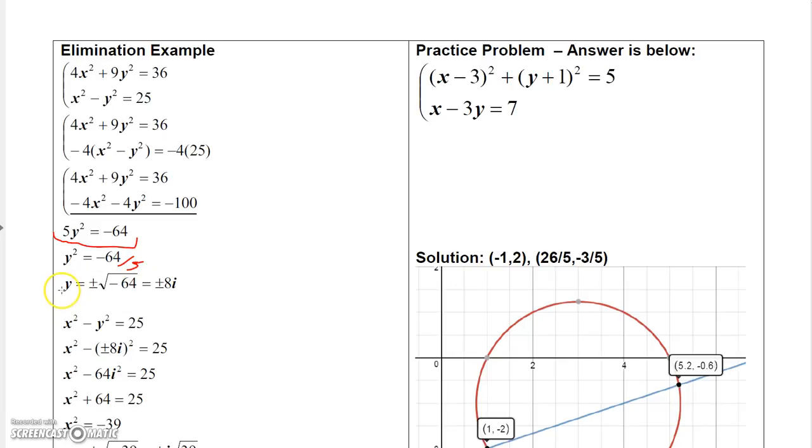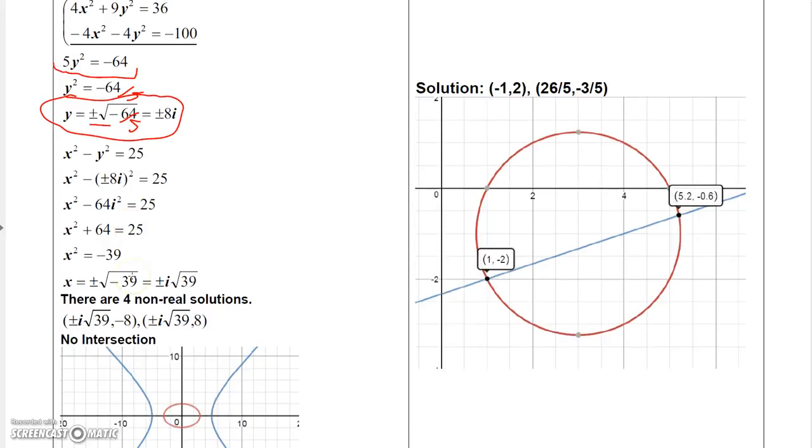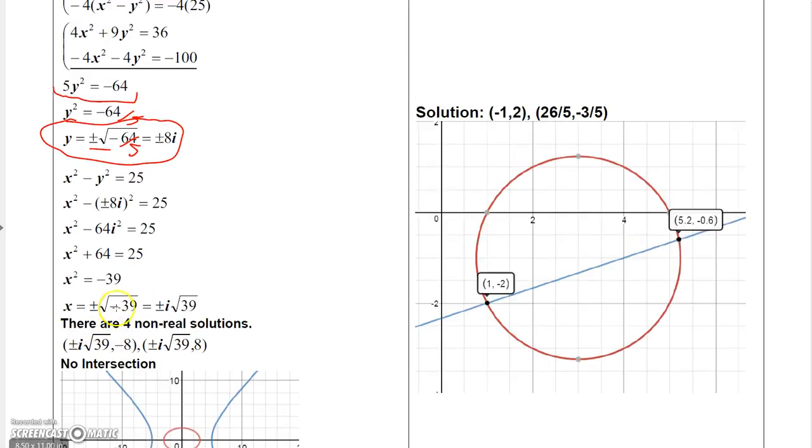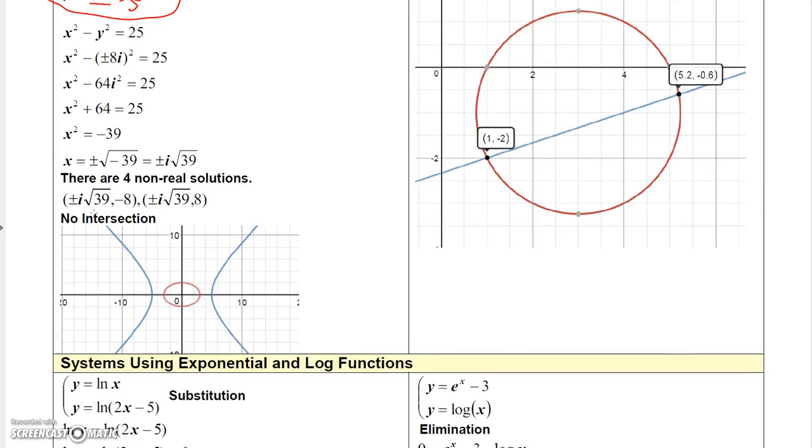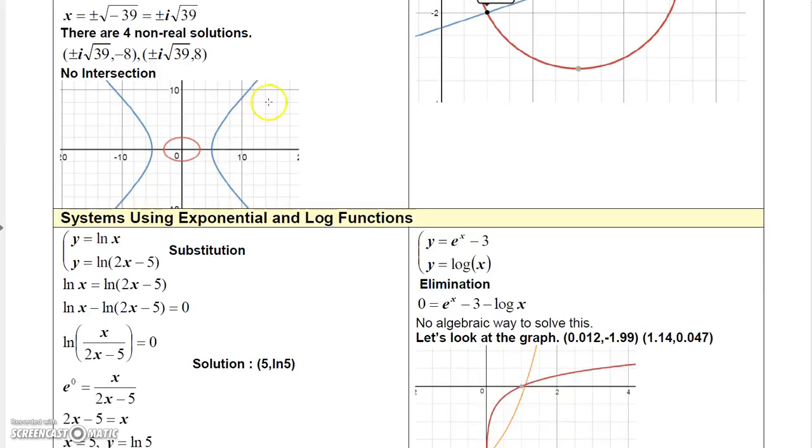So actually y would be plus or minus the square root of negative 64 over 5. But it really doesn't matter, because the point of this is to show you that you're not going to get a real solution. So I'm not really concerned about this. There's actually going to be 4 non-real solutions, and the reason you're getting non-real solutions is because of these graphs. One is a hyperbola that looks like this, and the other one is an ellipse that falls within the two pieces of the hyperbola so they don't intersect.